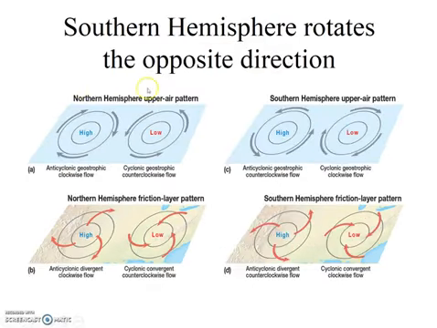Thus far, we have focused on the northern hemisphere, and we will continue to do so. But the southern hemisphere flow patterns simply change the rotation direction. The upper atmosphere winds are still geostrophic, and the lower atmosphere winds are still divergent or convergent, depending on which type of pressure cell exists. Only the direction, clockwise or counterclockwise, changes.